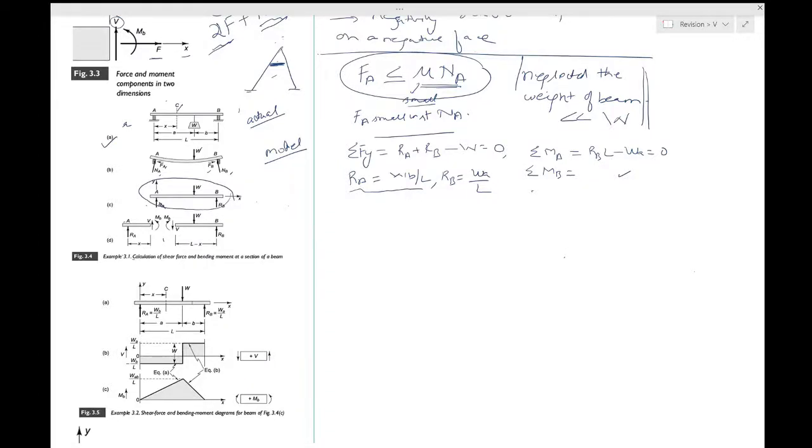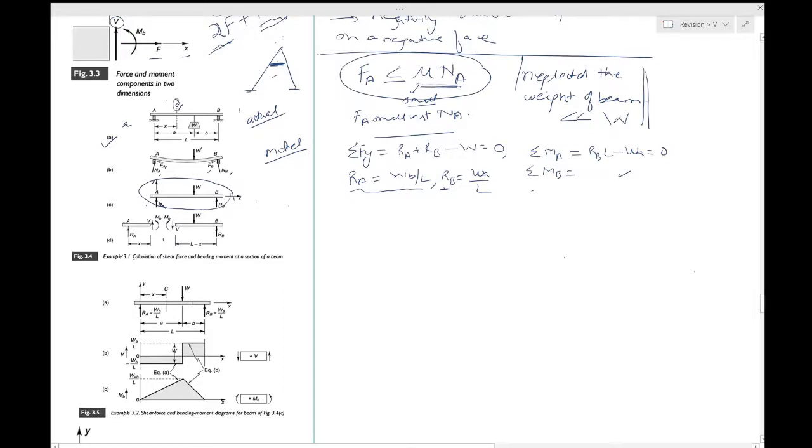Okay, so we continue where we had left in the last class. We had found the reaction forces at A and B, and we were supposed to find the shear forces and the bending moments at this point C over here.